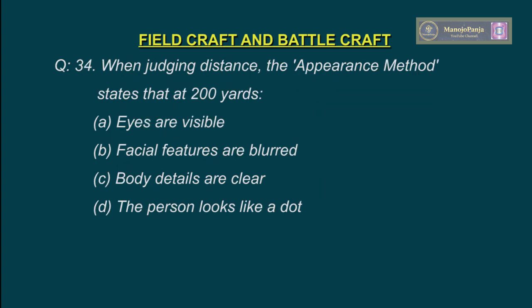Question 34. When judging distance, the appearance method states that at 200 yards: A. Eyes are visible. B. Facial features are blurred. C. Body details are clear. D. The person looks like a dot. Right answer C. Body details are clear.